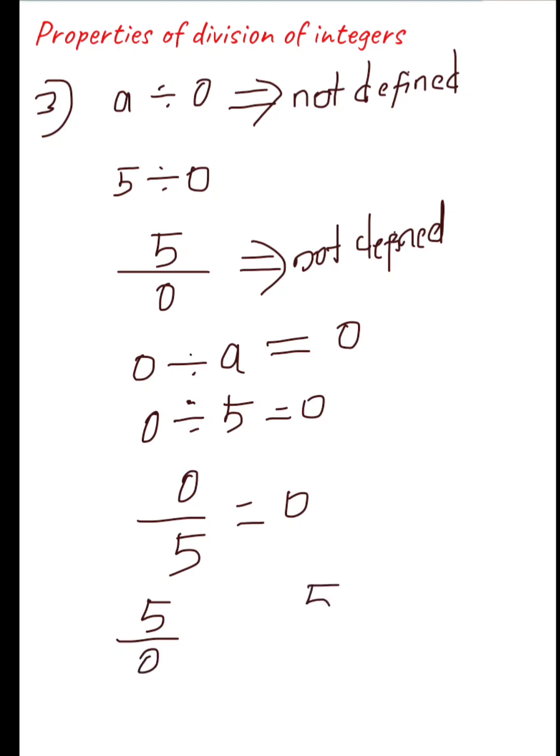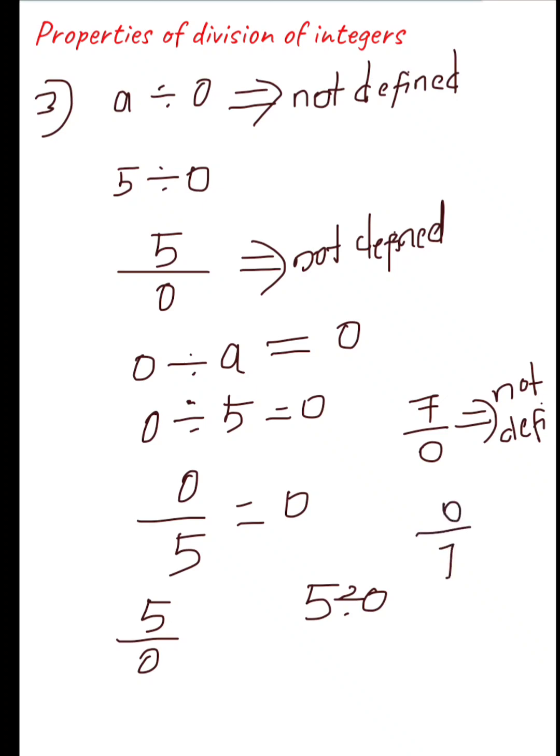Okay, 5 divided by 0 is not defined, but 0 divided by 5 is defined. You can take any integer, say 7. 7 divided by 0 means what? It is not defined. Okay, but 0 divided by 7 means what? It will be equal to 0.